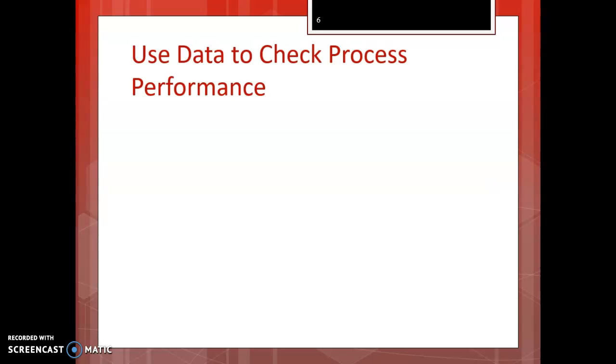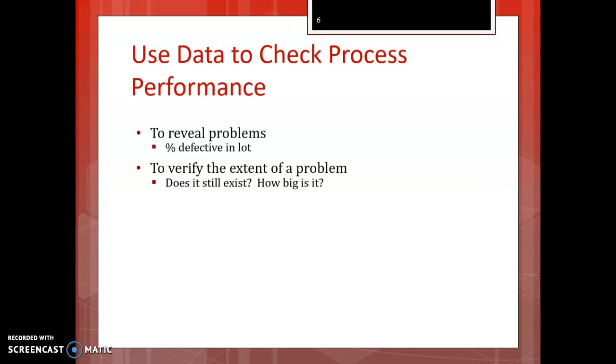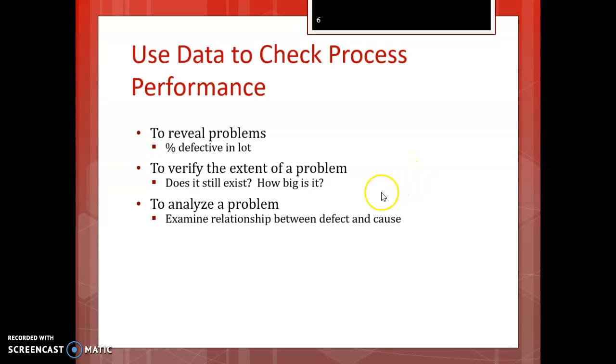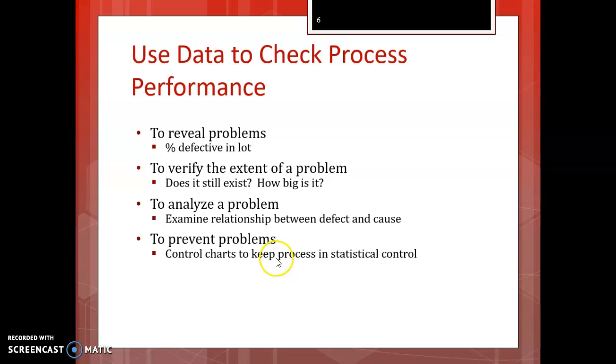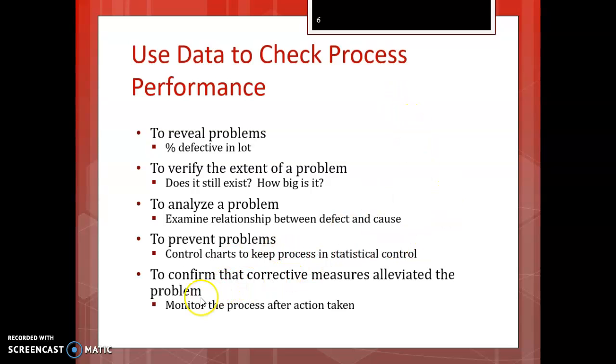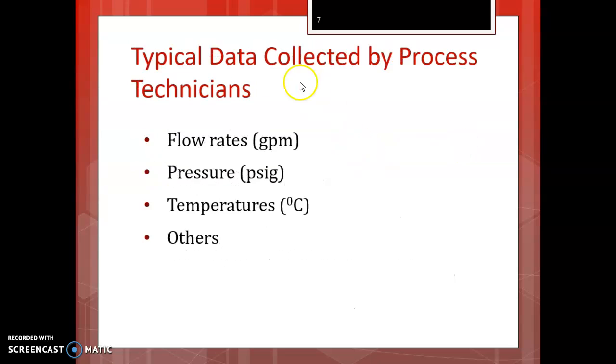Okay, use data to check process performance. You can reveal problems with it, right? See how many problems, how many defects you have in one lot. Maybe how large is the problem, right? Analyze it. We do that cause and effect. Prevent the problems using our control charts to keep the process in statistical control. And then confirm corrective measures alleviated the problem. So after you're done making your fixes, we're going to collect data again and see if any of these are still here.